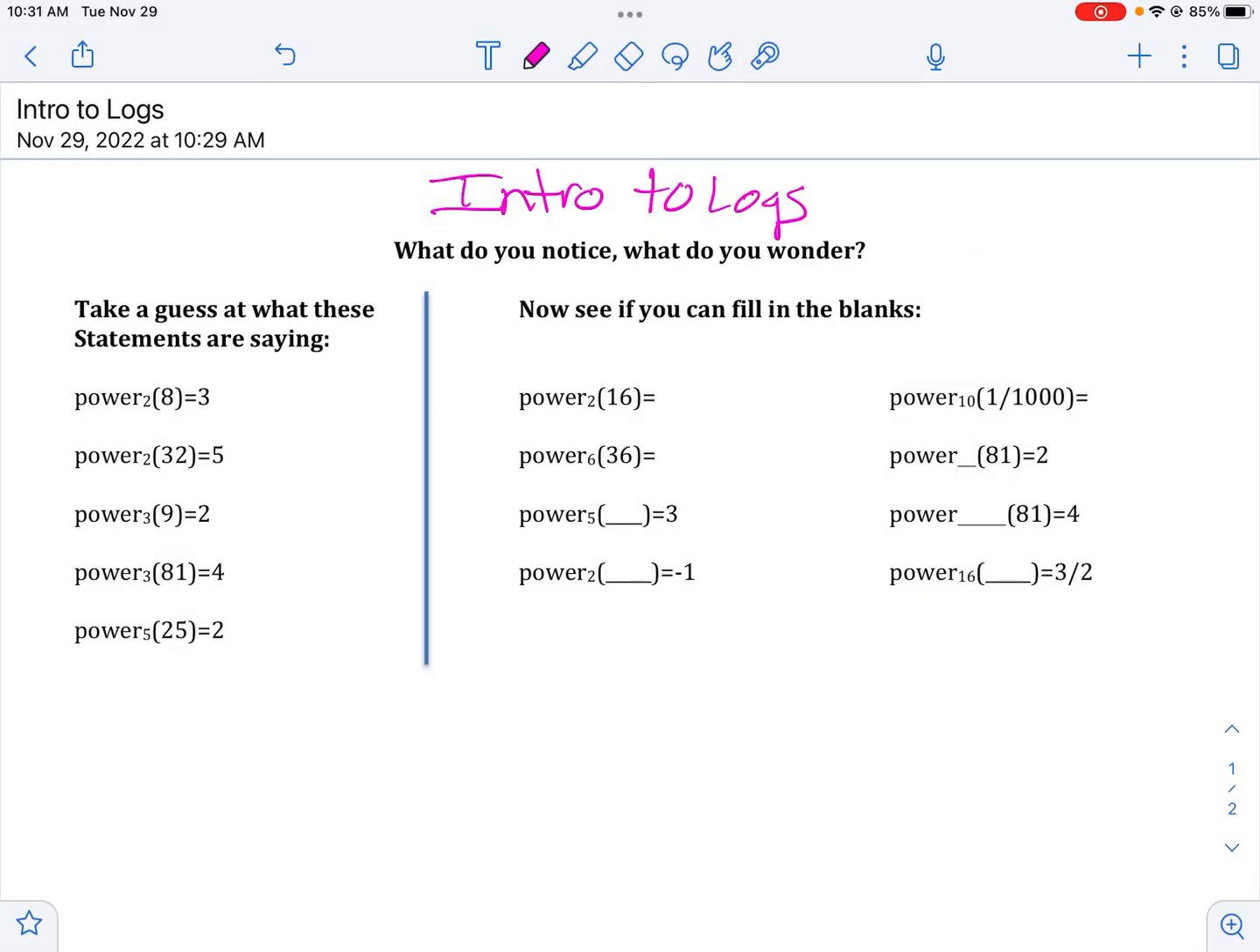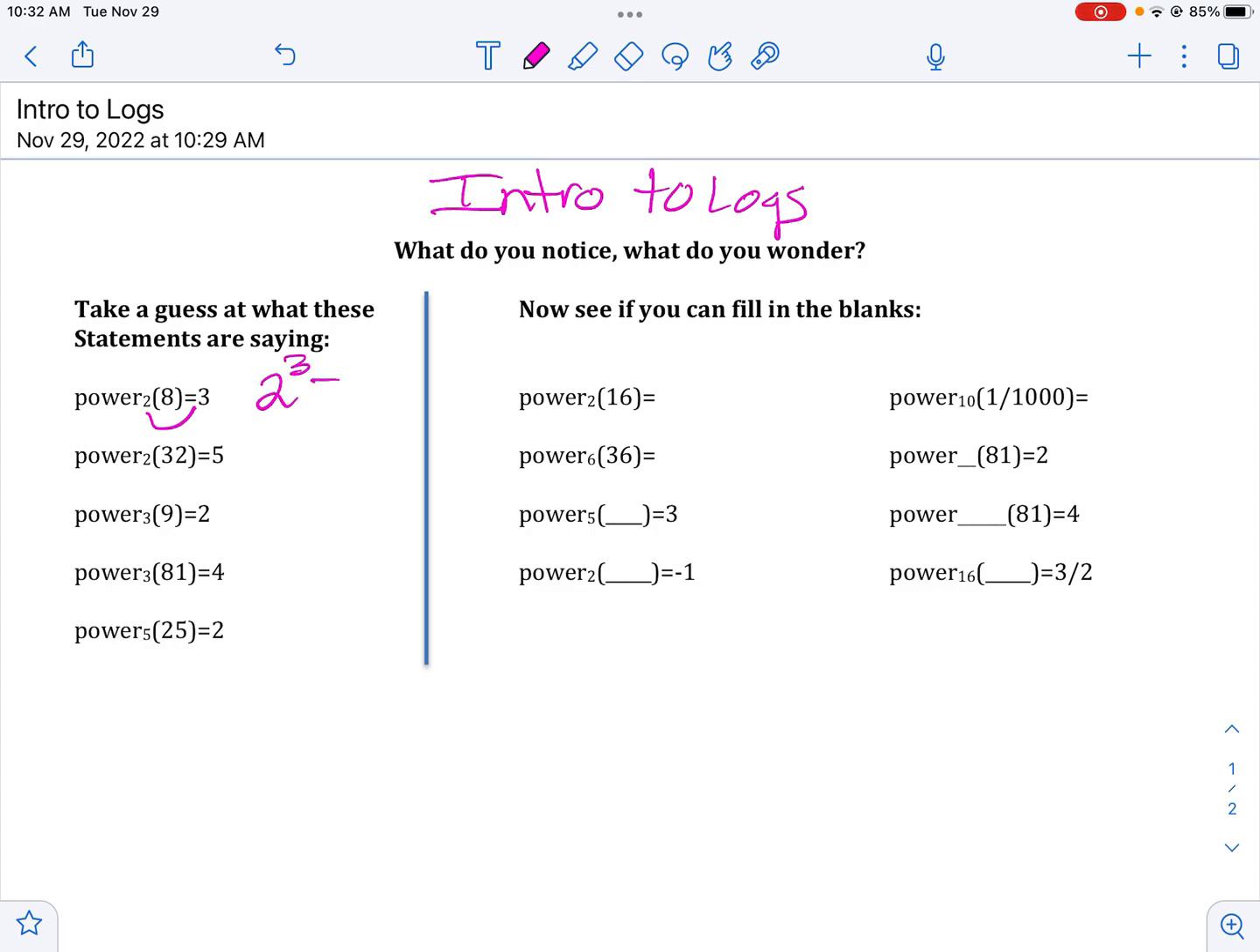Today what I want you to do is label your notebooks with the intro to logs. And the first thing I want you to do is pause the video and see, what do you wonder about these? You don't necessarily have to write this in your notebook, but can you figure out what these are saying? So pause the video and take a minute or two to see if you can figure out what patterns they are. So hopefully some of you guys noticed that there's a pattern here.